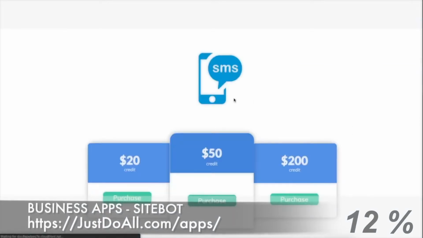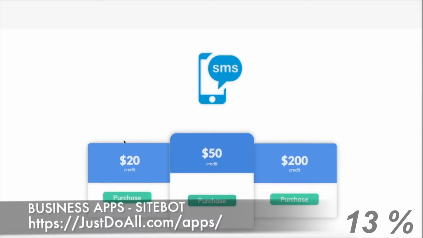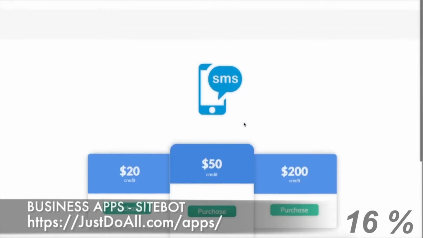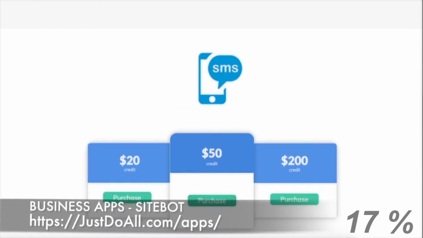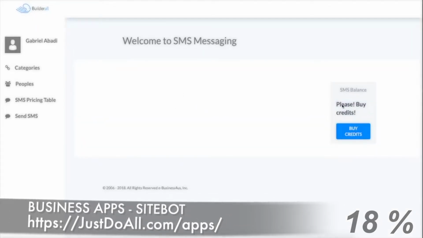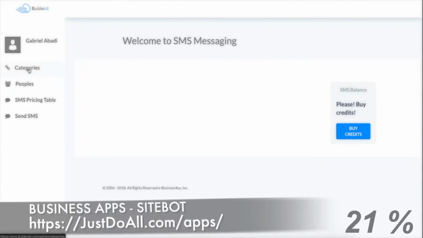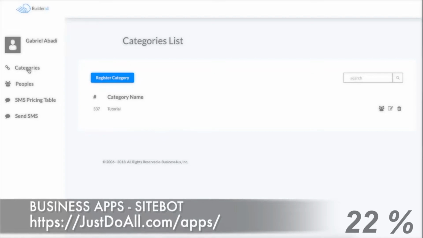So if you click to buy credits, it's going to take you to this page. You can buy $20, $50, and $200. You can also buy multiple of them if you want more. But once you buy your credits, you can go back over here and then they're going to show up right here. Once you have credits, you can go to categories to start creating your category.